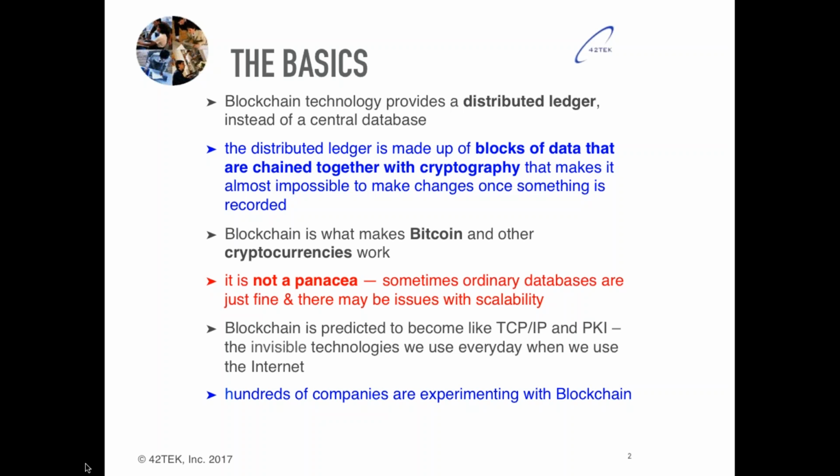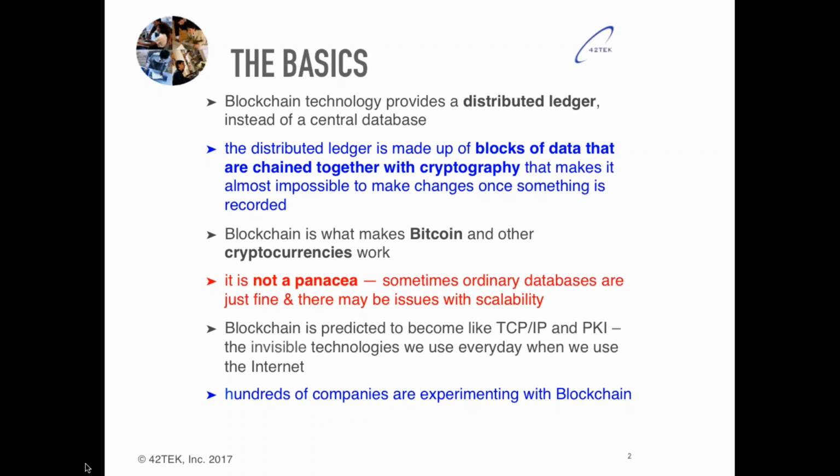For those of you just learning about blockchain technology, this is just going to be a quick overview. We often talk about it as distributed ledger technology in contrast to a centralized database. The name blockchain comes from blocks of data that are chained together with cryptography, and this makes it almost impossible to make changes once something is recorded in the blockchain, and we'll talk about how that happens. It's the technology that makes Bitcoin and other cryptocurrencies work, and it's important to remember that it's not for everything. We'll be hearing some use cases, but there are some specific conditions that make it important to use blockchain, and we'll talk about that a little bit.